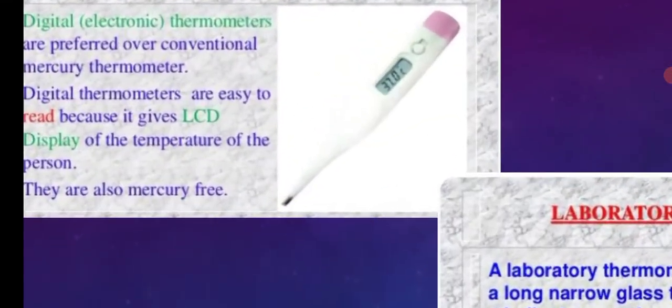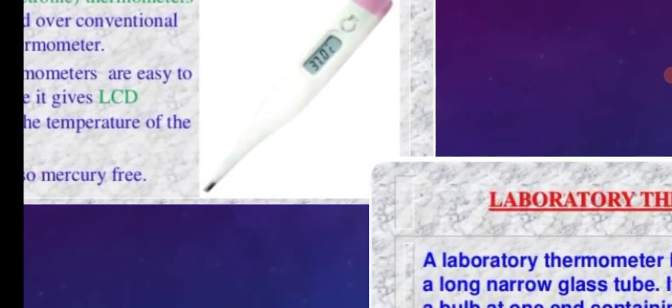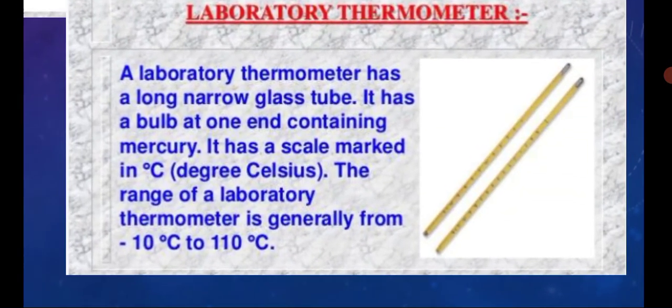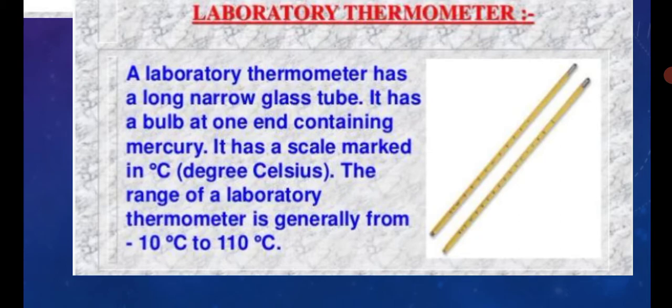After that, the laboratory thermometer is slightly different, because in the laboratory thermometer there is no kink, and the minimum temperature we measure in the laboratory thermometer is -10 degrees centigrade and the maximum temperature is 110 degrees centigrade.